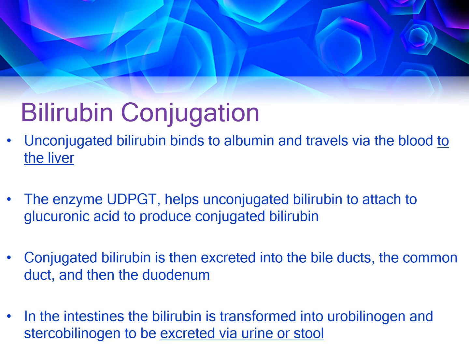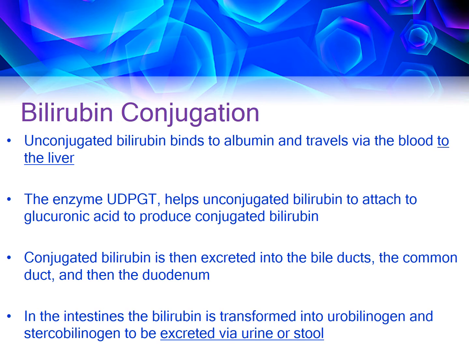So let's talk about the normal conjugation of bilirubin. Your unconjugated bilirubin binds to albumin and it travels via the blood to the liver. Your liver is the site of conjugation. It has to get there. There's this enzyme, UDPGT. It helps the unconjugated bilirubin attach to glucuronic acid to produce conjugated bilirubin.